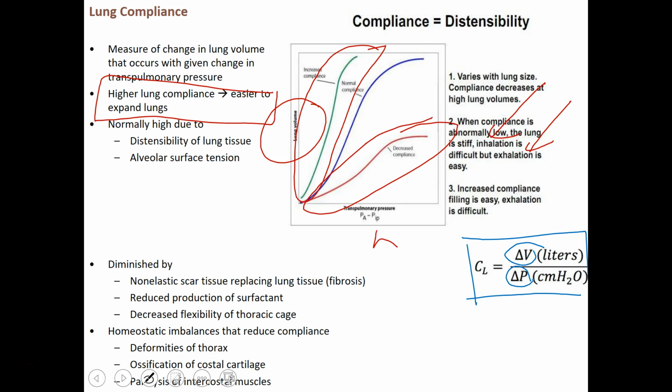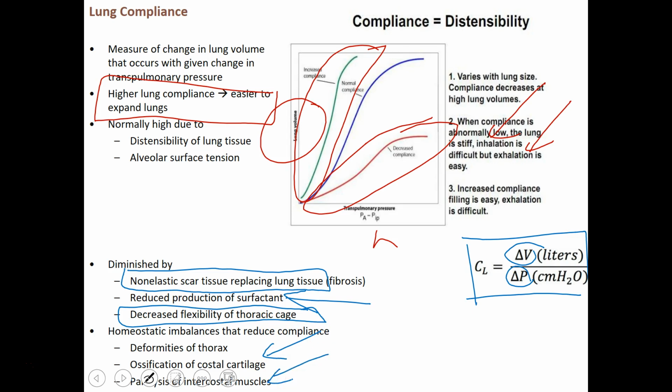So what affects lung compliance? Mostly the structure of the lung stroma itself. Scar tissue that replaces the lung tissue during fibrosis. Of course, low production of surfactant, and lack of flexibility of the thoracic cage. For instance, when people lean forward, when they have kyphosis, that reduces the lung compliance. Ossification of the cartilage that connects ribs to the sternum reduces lung compliance, and so does intercostal muscle paralysis.